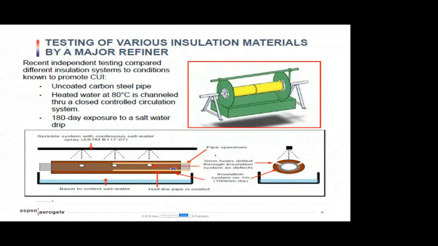This is another test, and this was done by Shell, and really they did something different. They were looking at corrosion rates. So you've got a pipe section here that was half painted with the coating and half unpainted. They heated the pipe to 80 degrees C, and they also poured saline water over the top. And they did this for a 180-day exposure test, basically. And this is really to generate extreme corrosion.